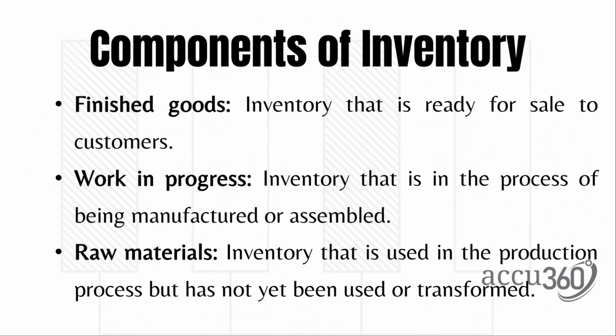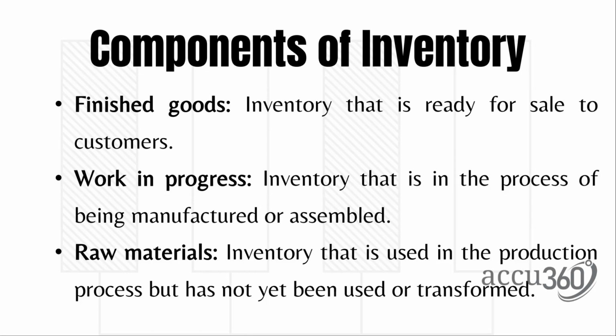Finished goods are inventory that is ready for sale. Work in progress, inventory in the process of manufacture. And raw materials are the inventory which is in the production but not yet been used.